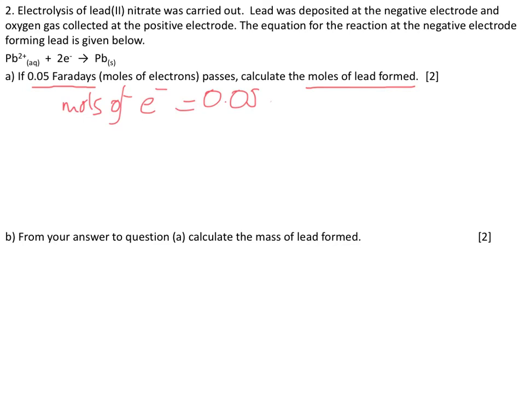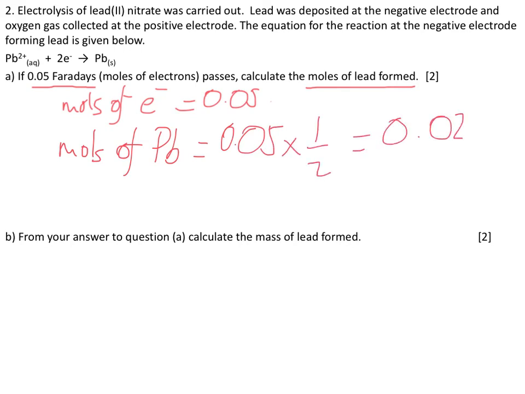Let's look at our ratio. So if I had 2 electrons, that would make 1 lead. Let's say, for example, if I had 1 electron, that would therefore make half a lead. If I had 10 electrons, that would make 5 leads. It's a 2 to 1 ratio. So if I've got 0.05 moles of electrons, that means I have half the moles of lead produced. Moles of Pb equals 0.05 times a half, and that's 0.025.